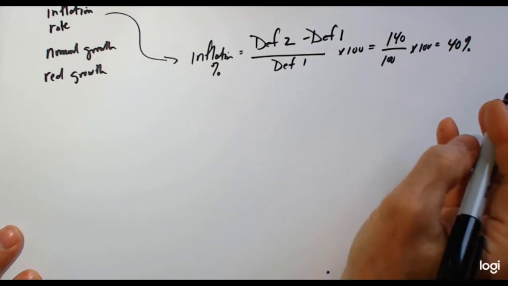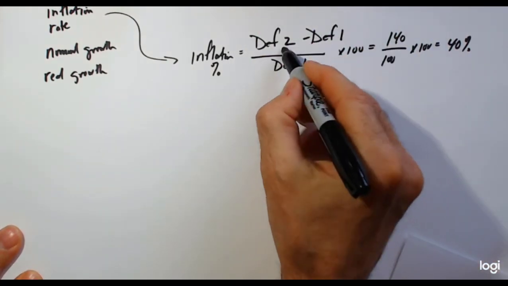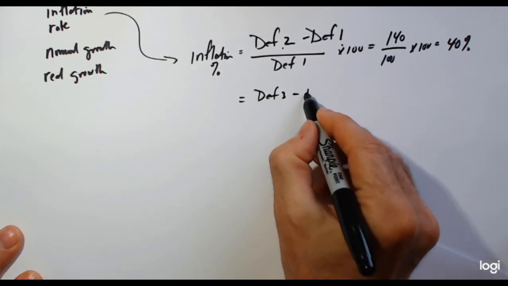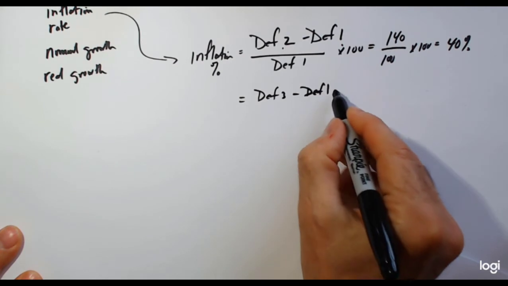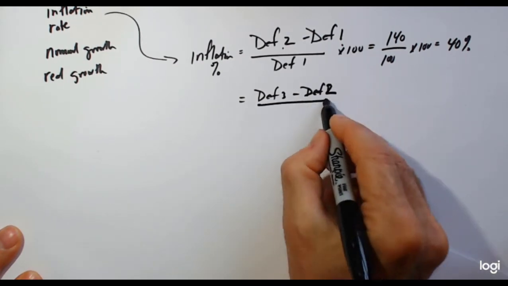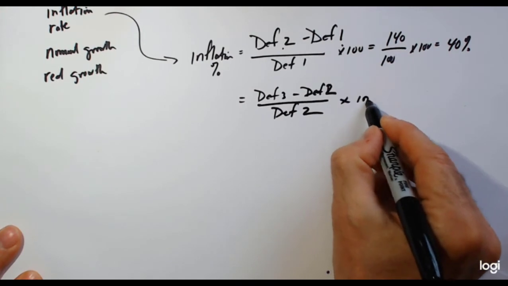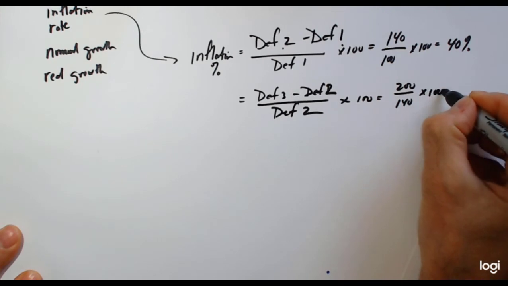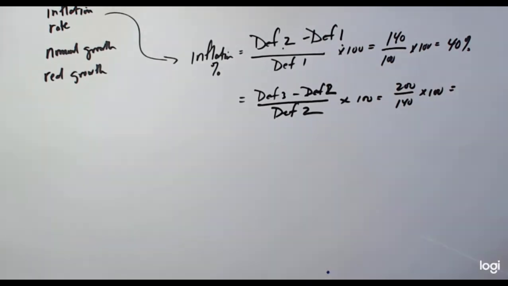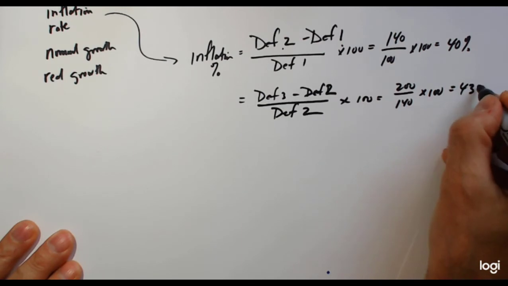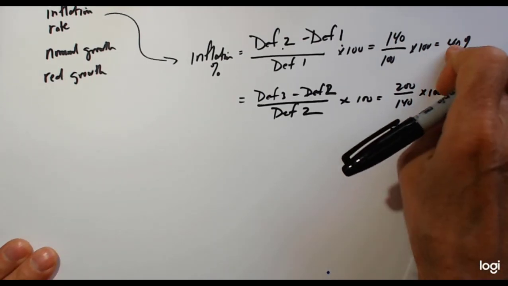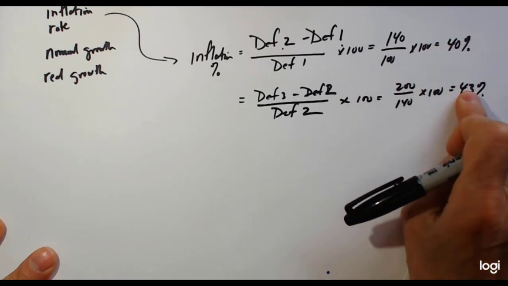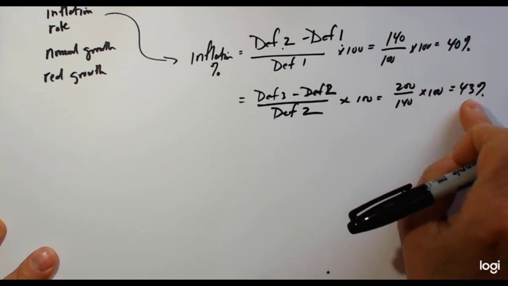And then we calculate the inflation rate from year 2 to year 1. If we wanted to calculate the inflation rate from year 2 to year 3, we would simply do this, and we'd have 200 divided by 140 times 100, and that equals about 43%. So prices went up 40%, and that excludes the effects of changing quantities, and prices went up in between year 2 and 3 at 43%.